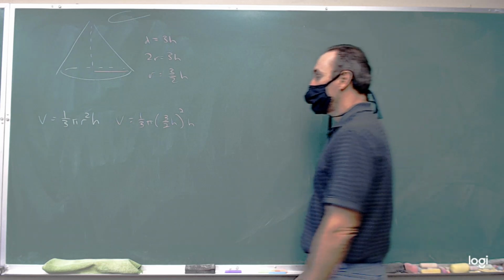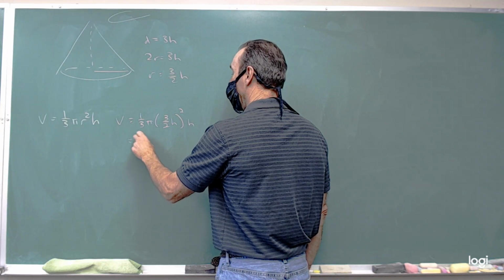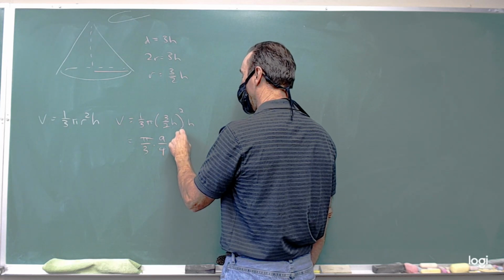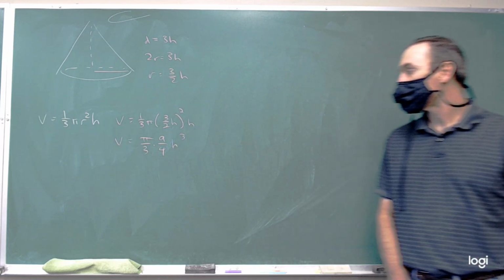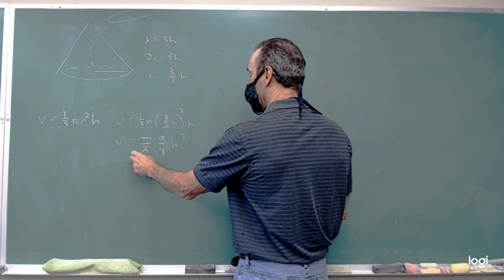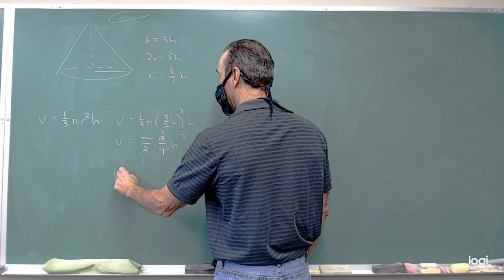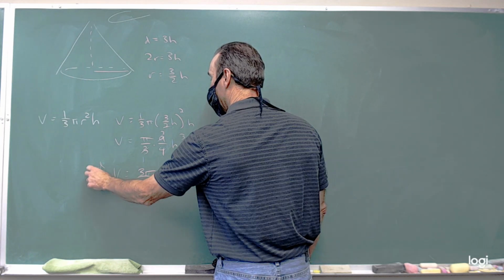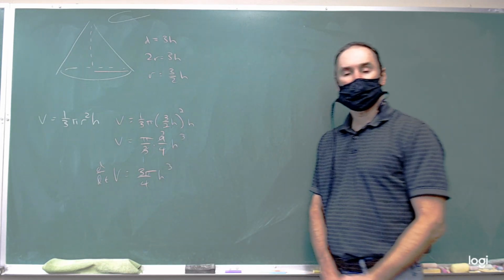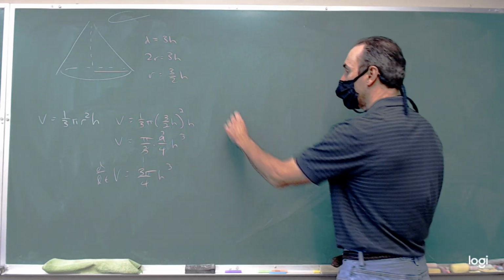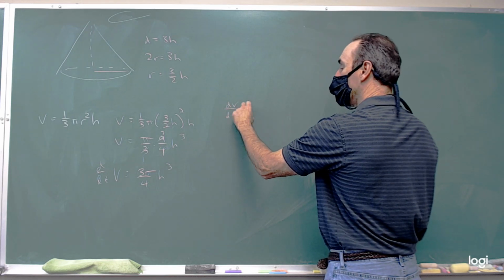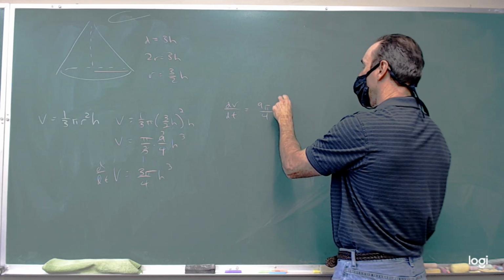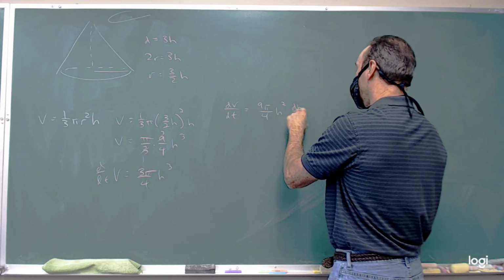So that's going to become pi over 3 times 9 fourths, h squared times h is h cubed. We can at least make the numbers a little more manageable for now. We'll differentiate that with respect to t. So we'll get dV/dt is going to be 9 pi over 4 h squared dh/dt.